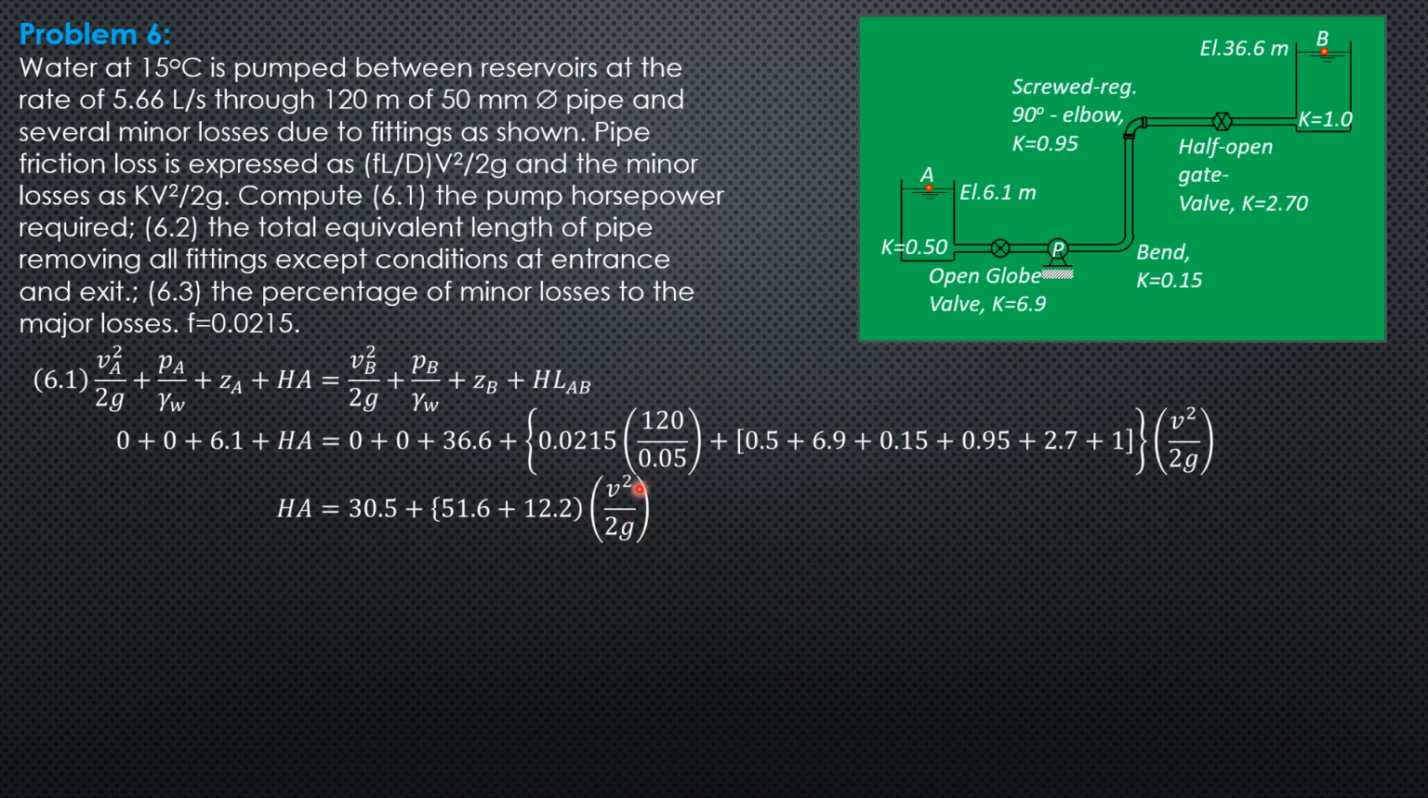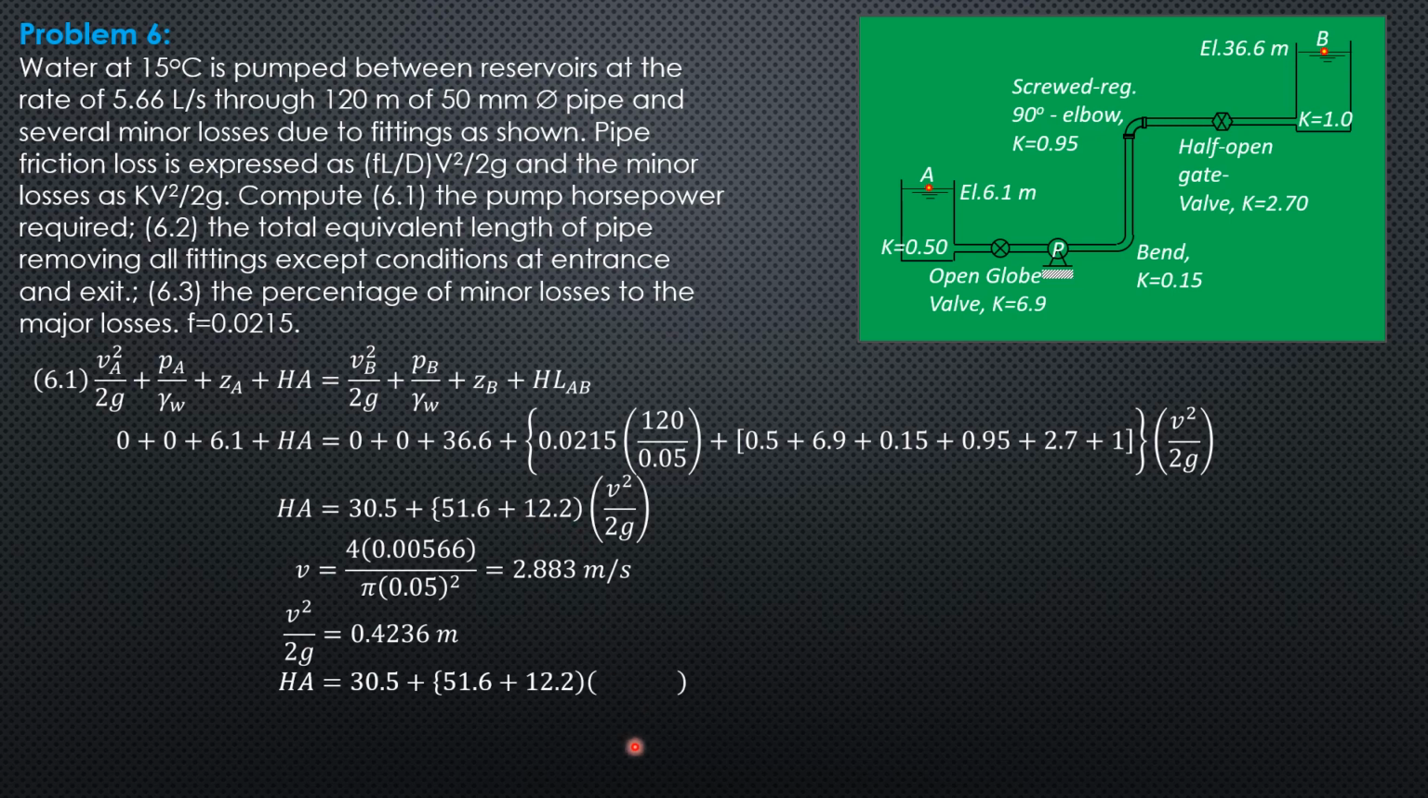Next, we compute the mean velocity of flow, 4 times 0.00566 divided by pi times 0.05 squared. And that is equal to 2.883 meters per second. Square it divided by 19.62. So the velocity head is 0.4236. Substitute here. So head added is 30.5 plus quantity 51.6 plus 12.2 times 0.4236. So we have head added 57.53 meters.